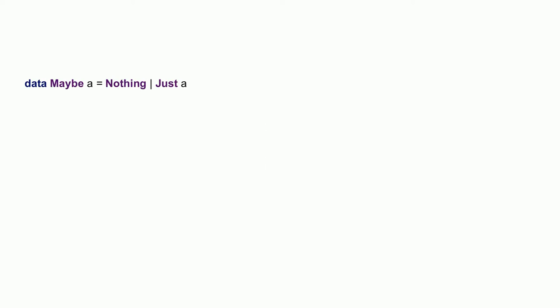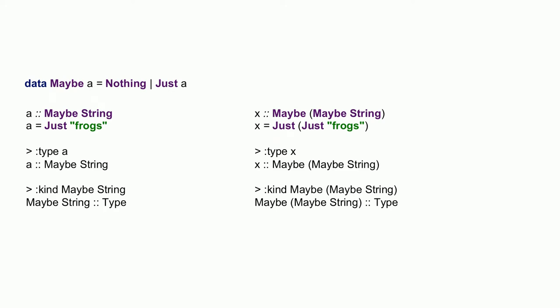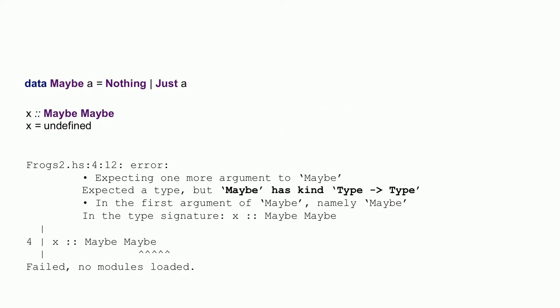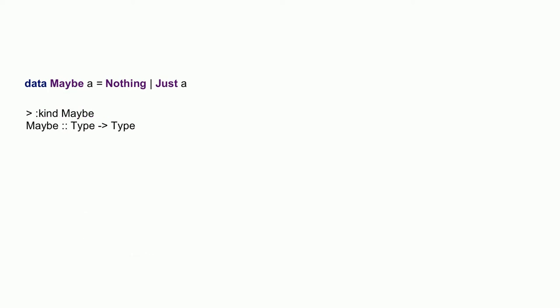So let's dig into the Maybe type a little bit more and see what's hidden in there. Firstly, let's create some values. We've got Just frogs, which is a Maybe String. You see its kind is Type, and Maybe String is also a kind Type. So these are all well-kinded, all well-typed. But if we have a Maybe of Maybe, then we get a kind error in the compiler. It's saying that the outer Maybe is expecting something of kind Type, but it's getting something of kind Type to Type. And this is a new kind for us to talk about. So we can ask GHCi what is the kind of Maybe, and it's indeed Type to Type.